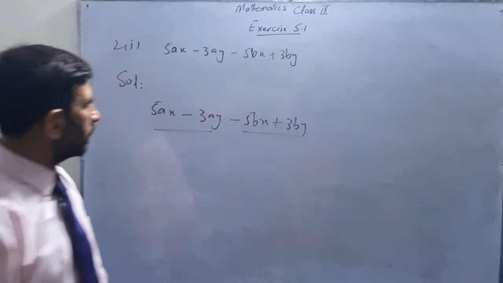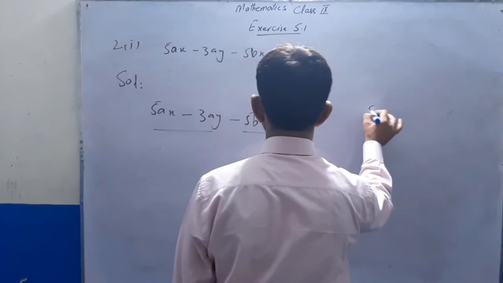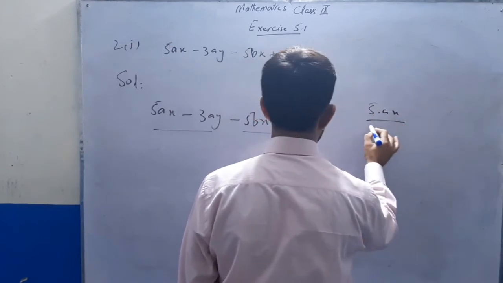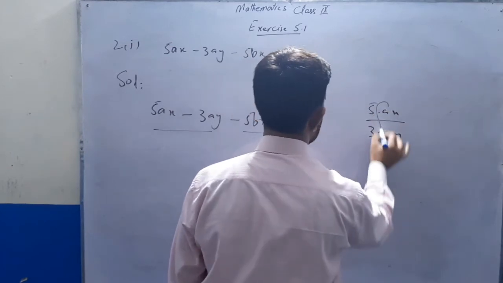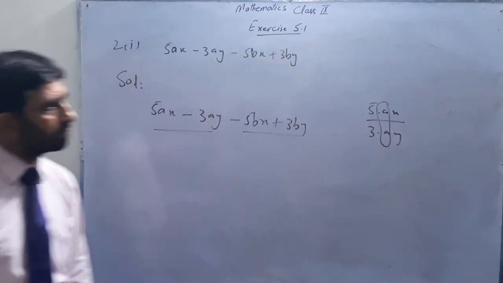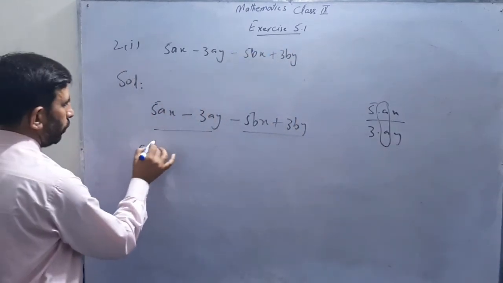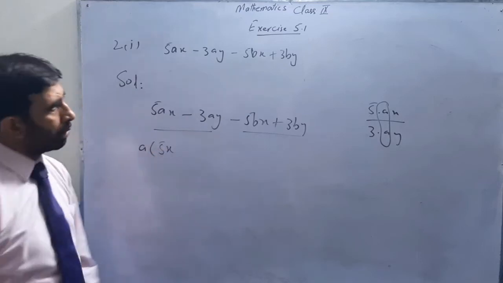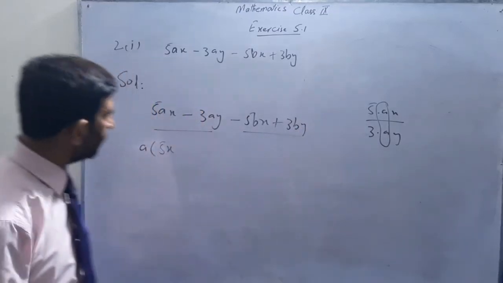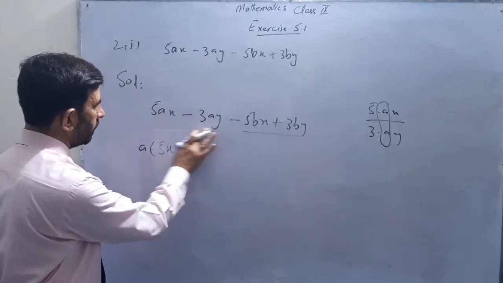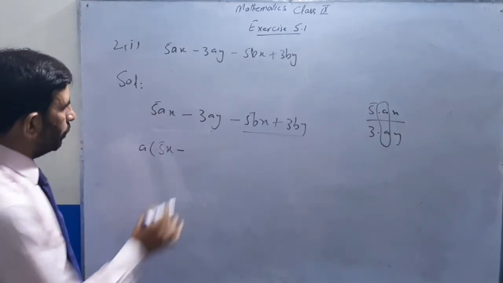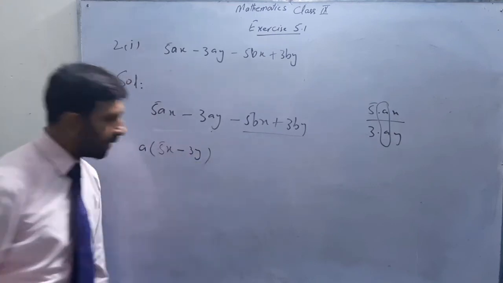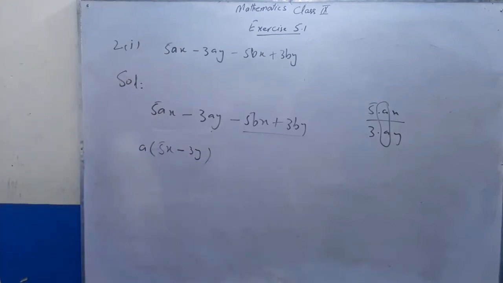So let's take common in the first two terms, 5ax and 3ay. A is common in these two. So write A over here, and what's left above the line? It's 5x. Above the line there is 5x, so we write 5x, then the minus sign, and 3y. So A has been taken as common from the first two terms.